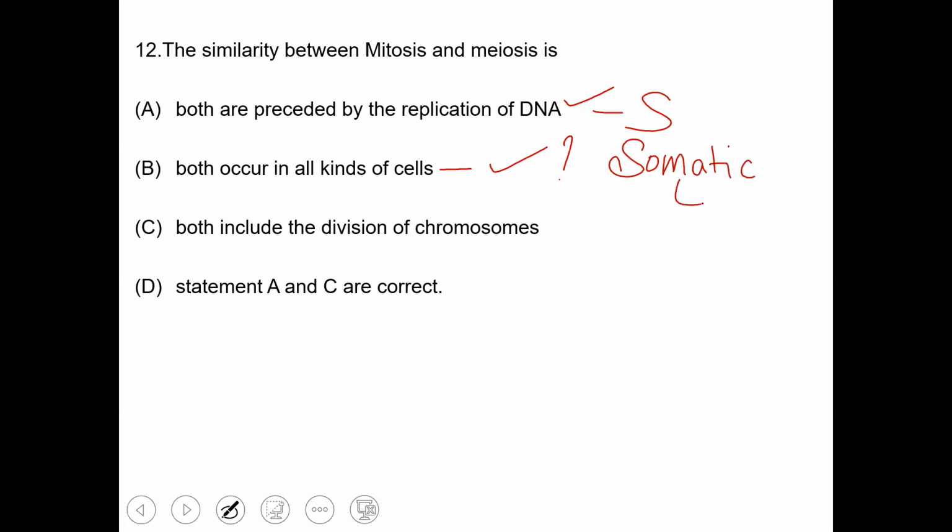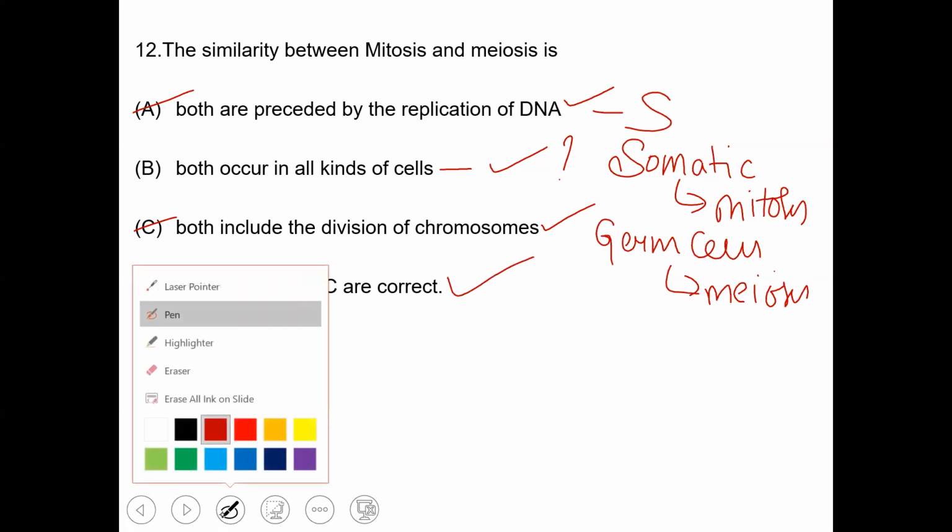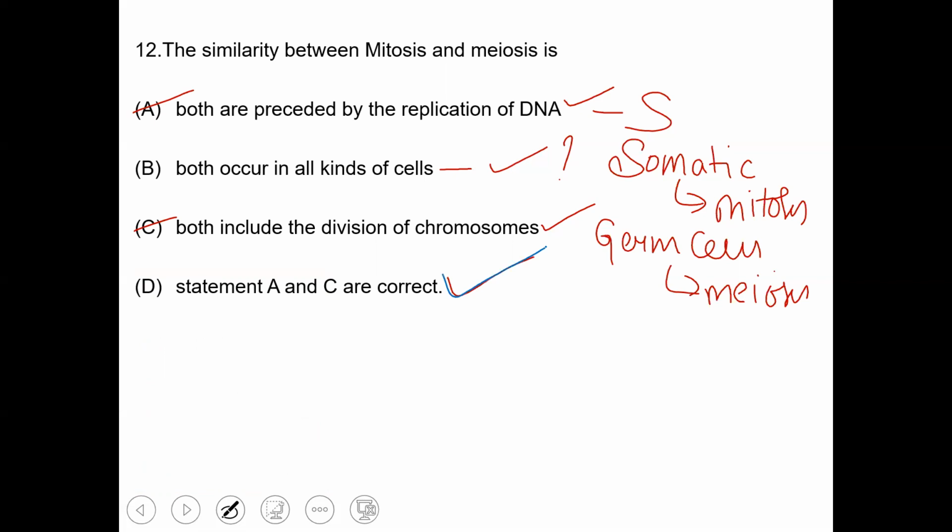In somatic cells, mitosis will occur. In case of germ cells, meiosis will occur. Both include the division of chromosomes. Yes, it is followed by karyokinesis and the cytokinesis along with the interphase stage. So only the two options are right here, that is option A and option C. So henceforth, our option should be option D. Okay. So rest all options are wrong. So our option should be option D. Thank you, students.